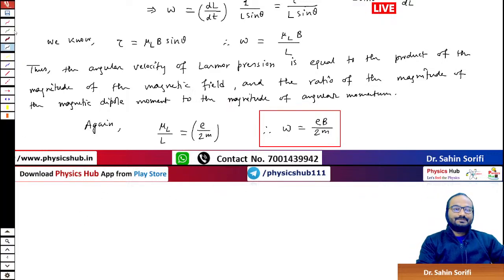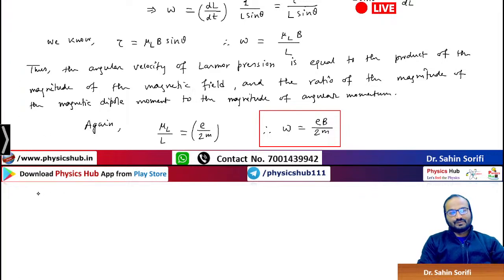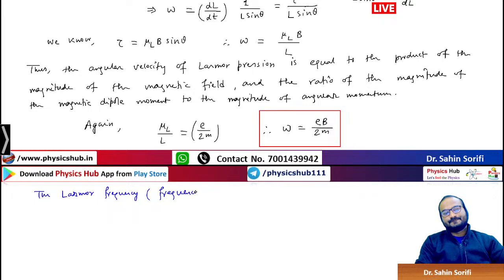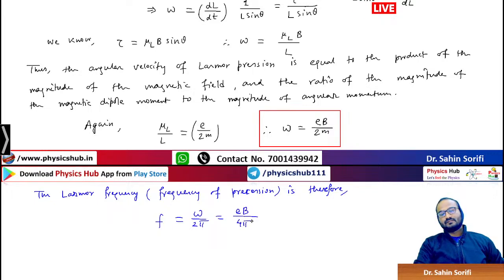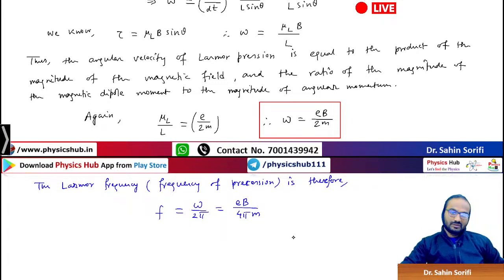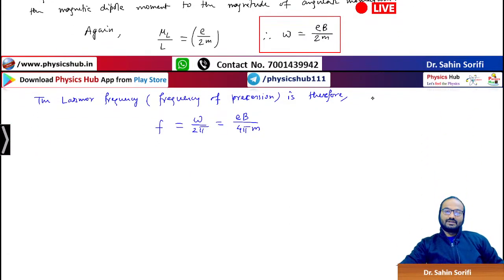Now, what is the Larmor frequency? The Larmor frequency, that is the frequency of precession, is therefore f is equal to omega upon 2 pi. Omega is equal to 2 pi f, so from that formula, f is equal to eB by 4 pi m. In your question, whatever quantity you are asked to calculate, you will calculate accordingly.